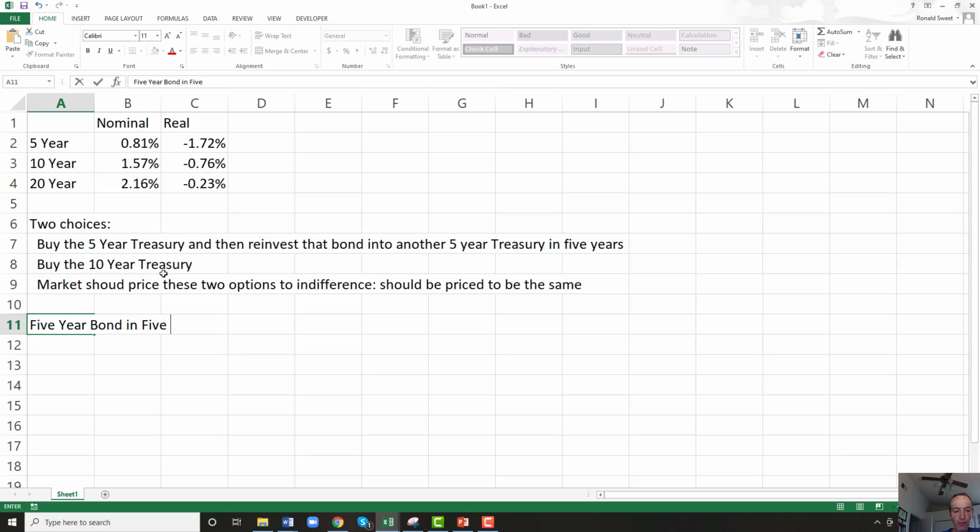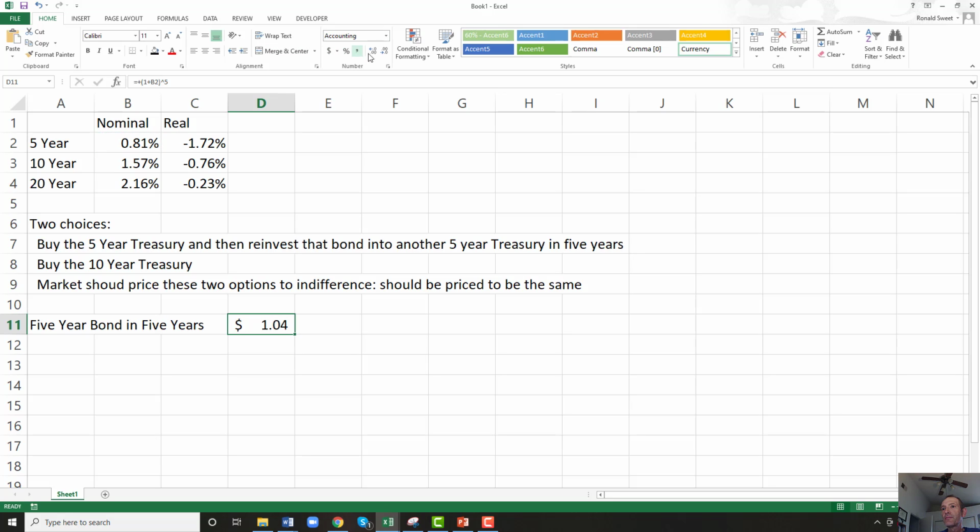in 5 years, what will we have? Well, we'll take 1 plus the 5-year rate and raise it to the 5th. So in 5 years, we would have 1.0412. All right, I'll give that to you as a formula. You can see it. So if you invested $1 today at 0.81%, you would end up with a portfolio in 5 years of 1.0412.